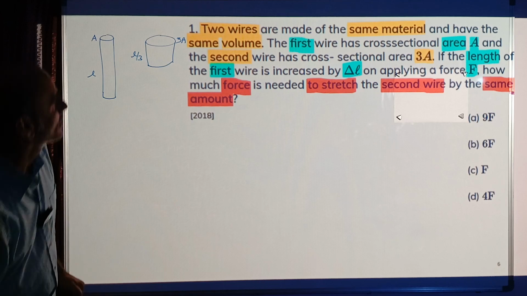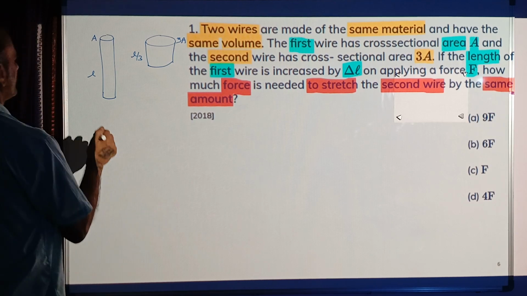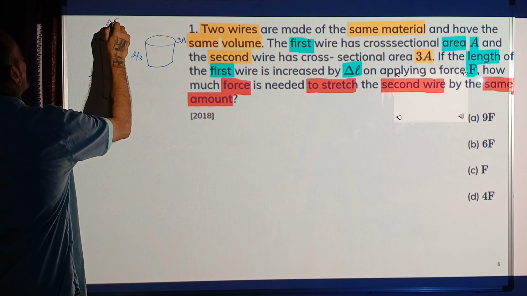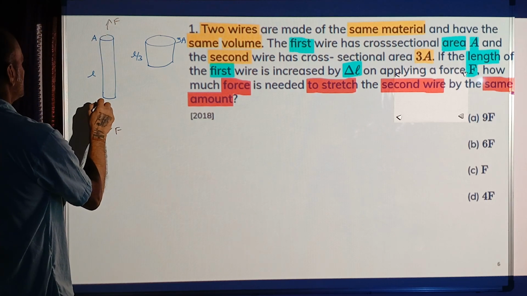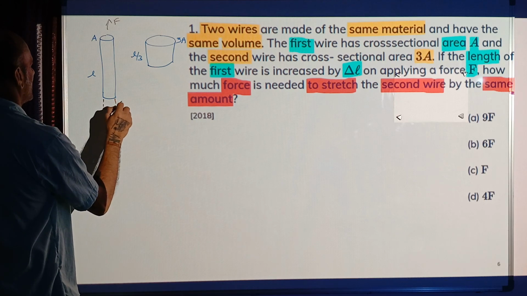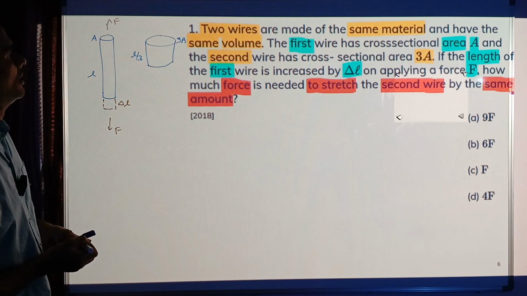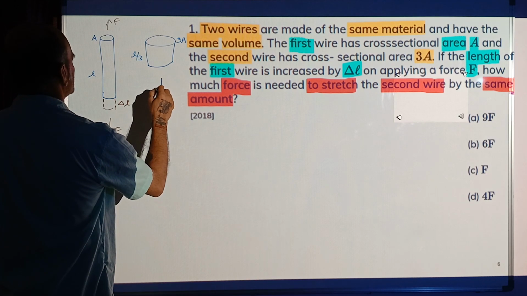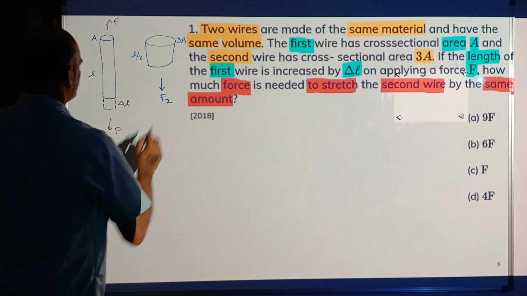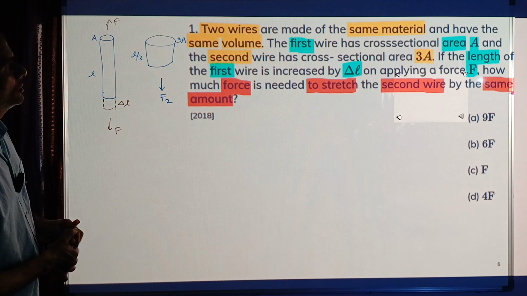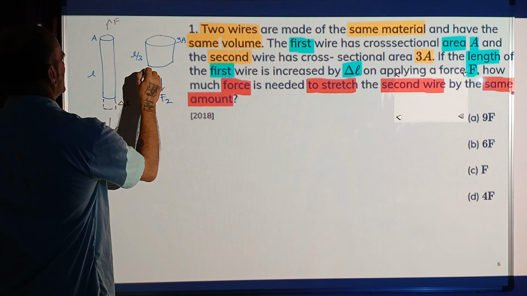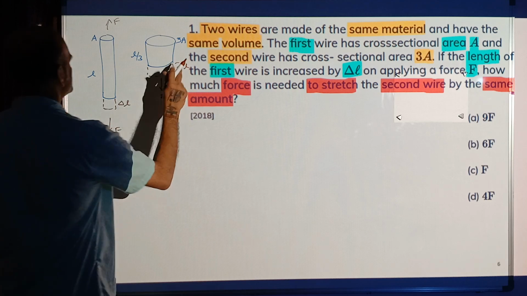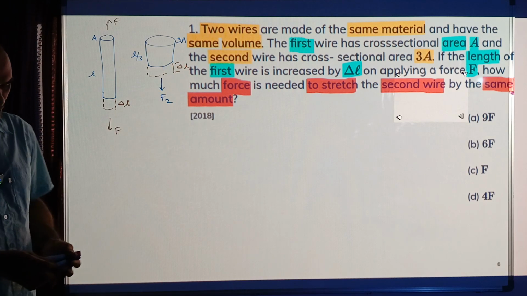Upon applying a force F, the length increases, it is getting stretched by an amount delta L. How much force is needed to stretch the second wire? The second wire applies force, say F2, for it to stretch by the same amount. So this delta L is the same as this delta L. So what should be this force?